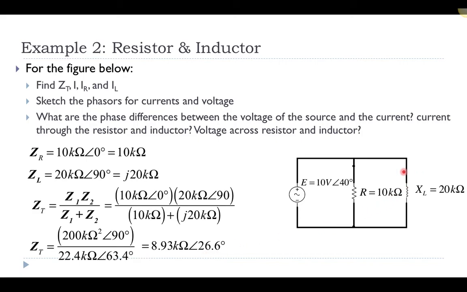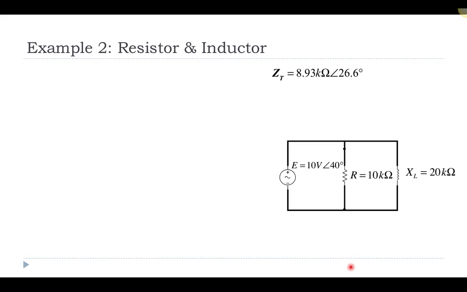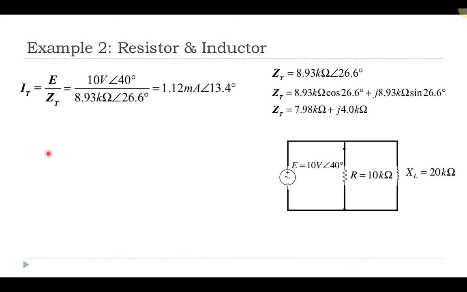So I could draw a box around these two, and it would have this equivalent impedance, and then it would be connected to this voltage supply. I want to determine the current that is coming out of the voltage supply. So if I want to determine the current, I can take the voltage over the total impedance.